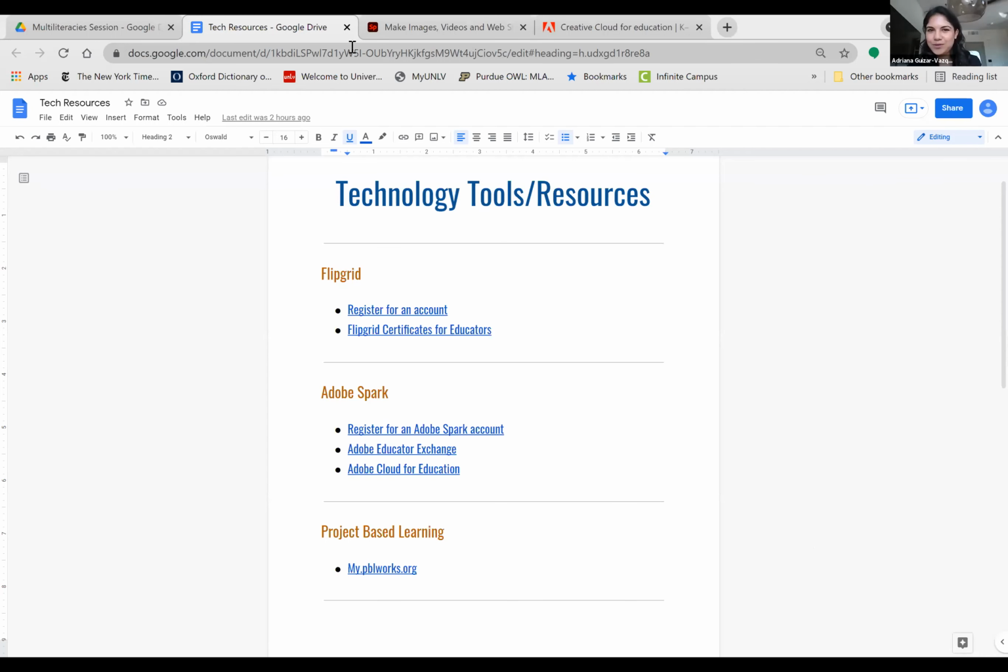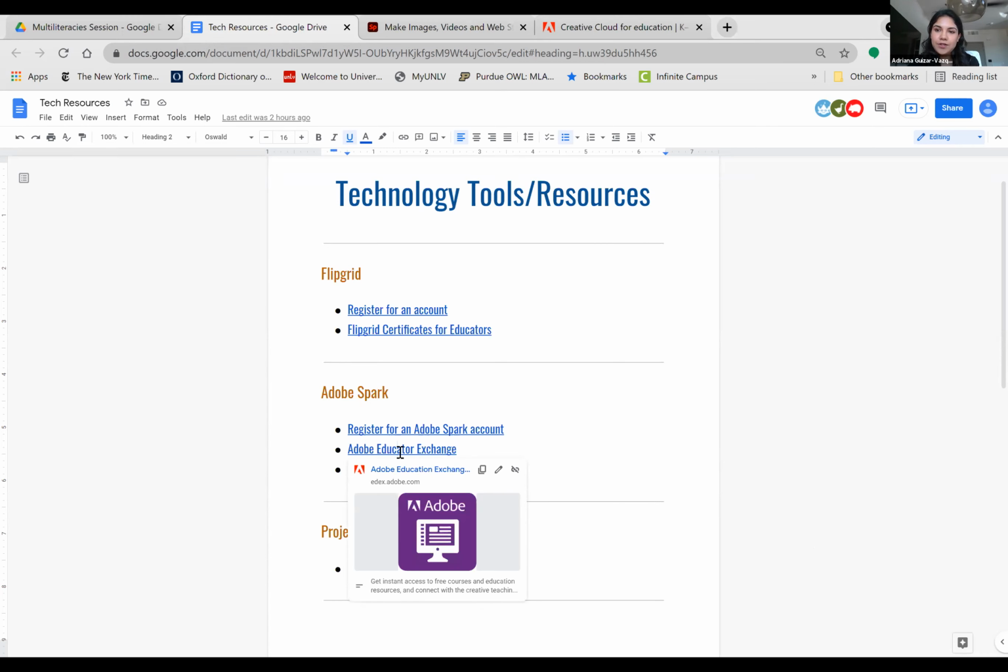Okay, so these are the text resources that are shared in the initial folder. I know we're reaching the end of the session, so I'm going to share this very quickly. I'm going to talk to you a little bit about Flipgrid as a final part of this. But in this section, you have the register for an Adobe Spark account, you have the Adobe Educator Exchange, and you have the Adobe Cloud for Education.